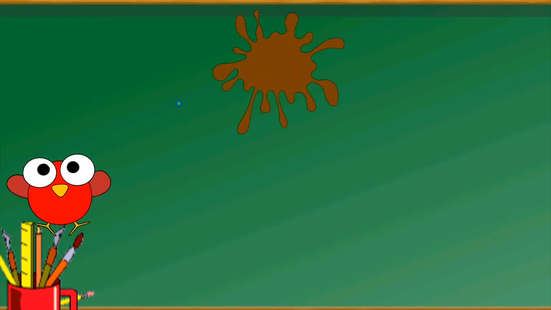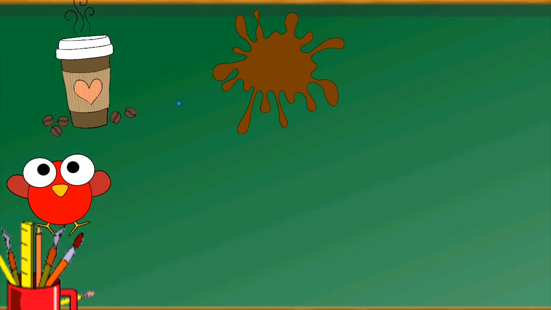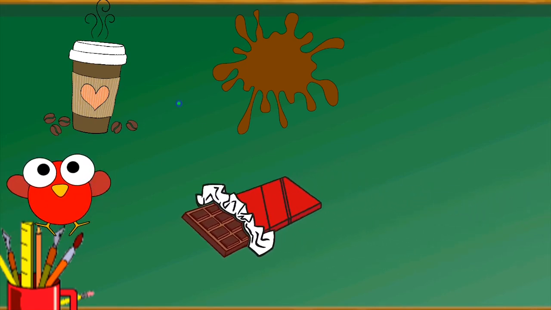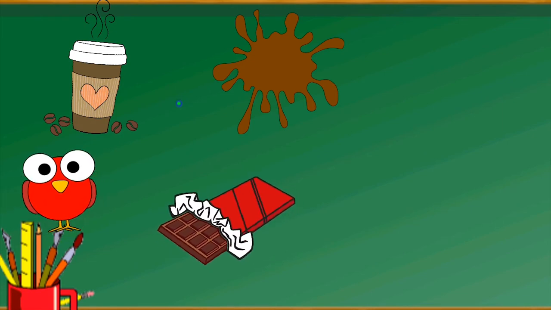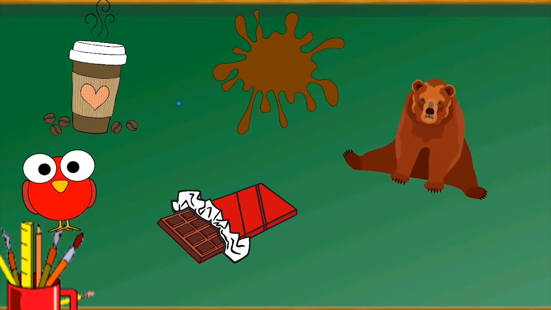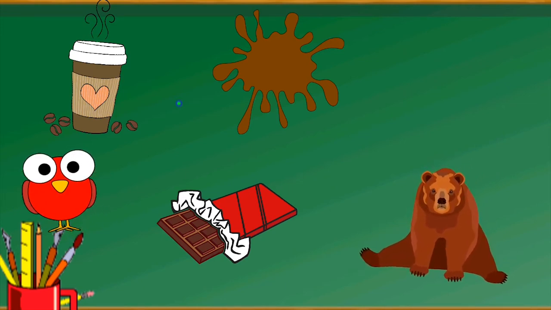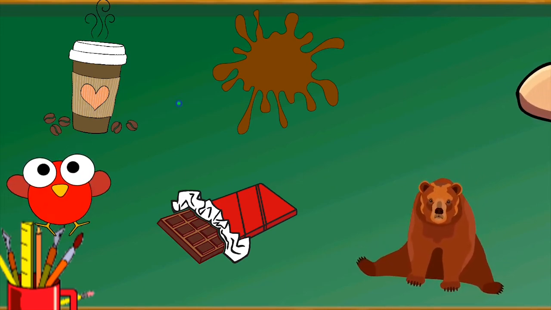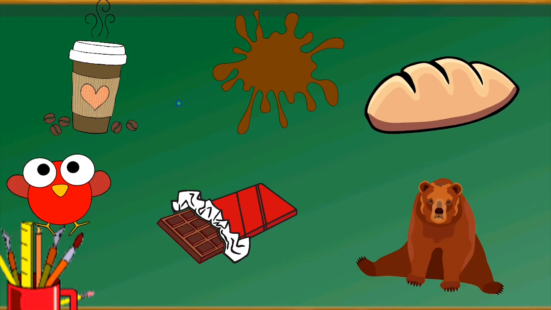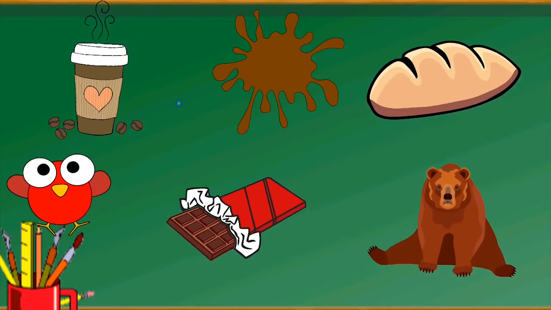This is the brown color. Coffee is brown. Chocolate is brown. The bear is brown. And the bread is brown. Brown coffee, brown chocolate, brown bear, and brown bread.